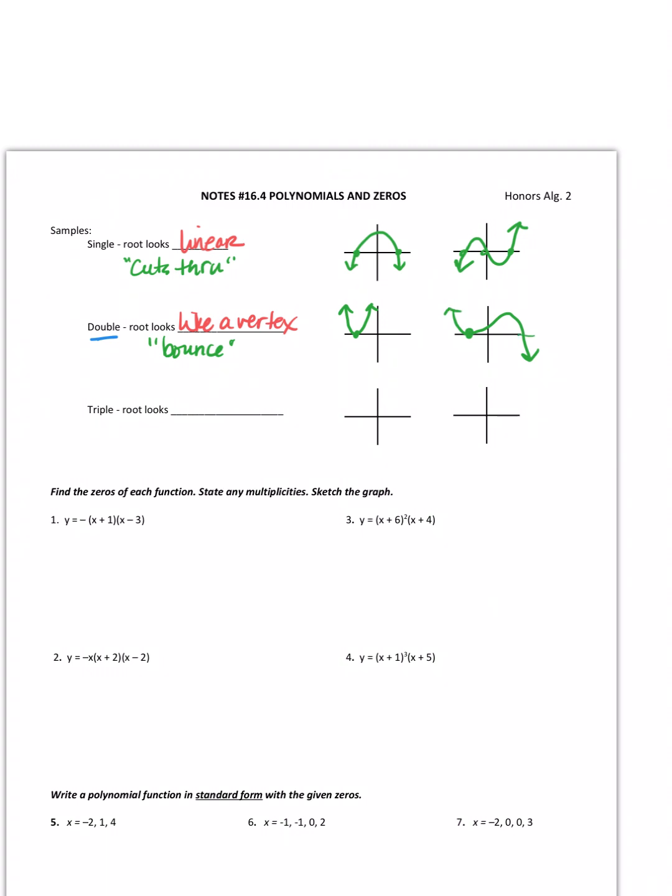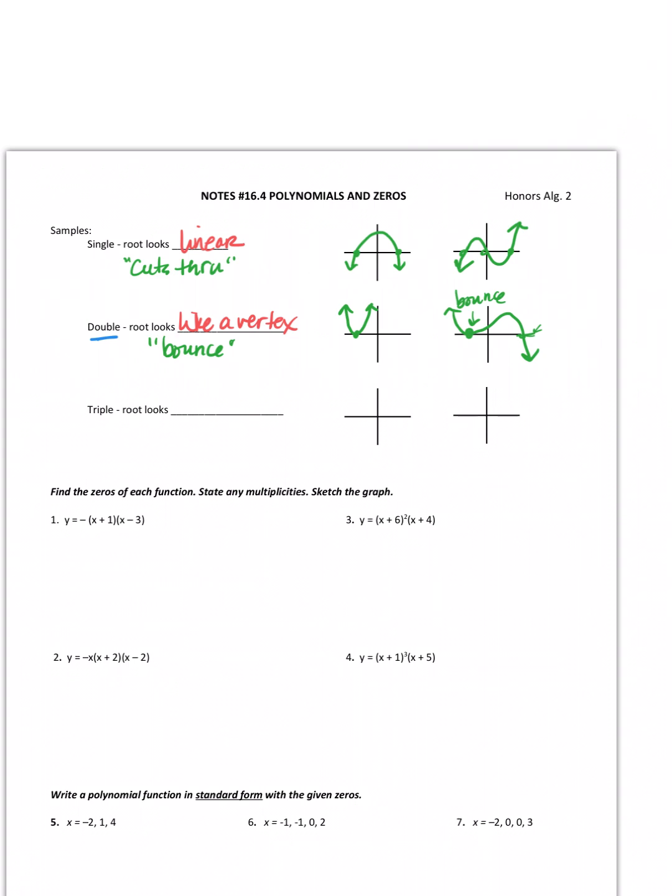Like this one actually cut through over here, but this one is a double root right there. So here's the bounce. This one is not a bouncing root right here. So think of a parabola, right? It bounces off the axis.